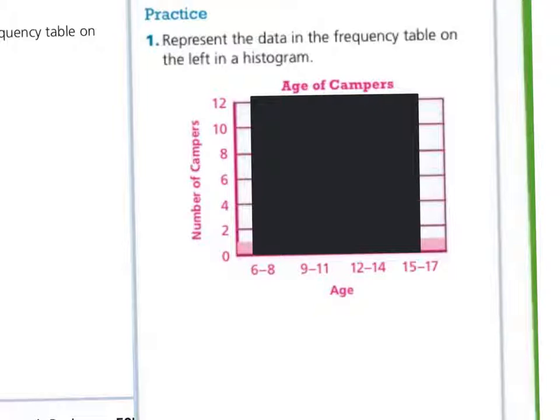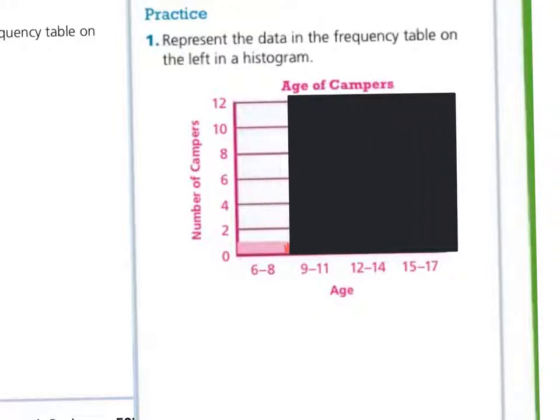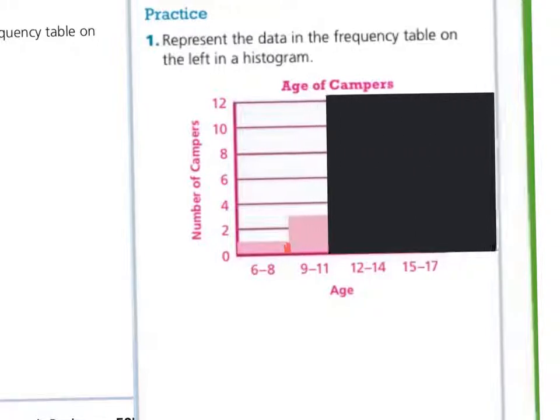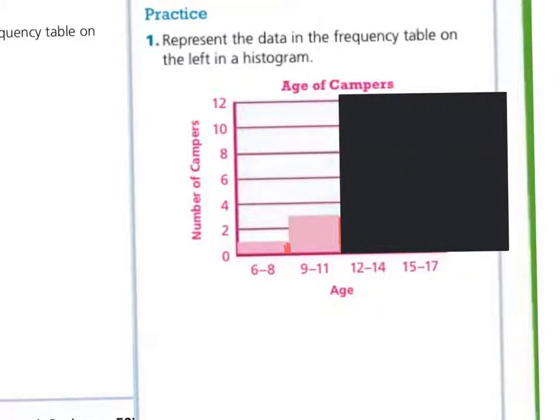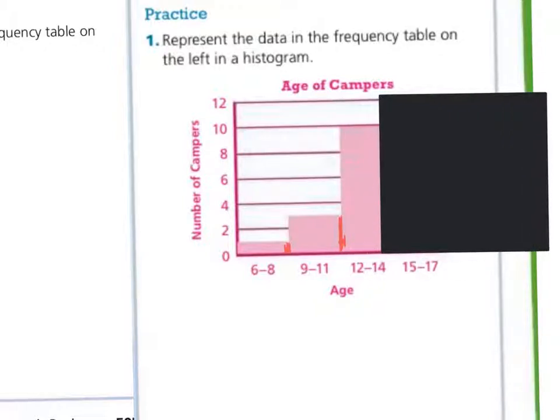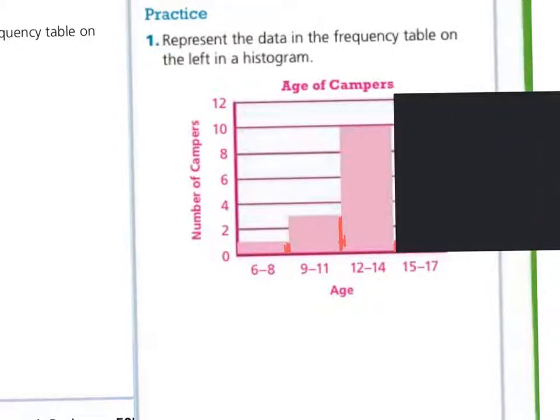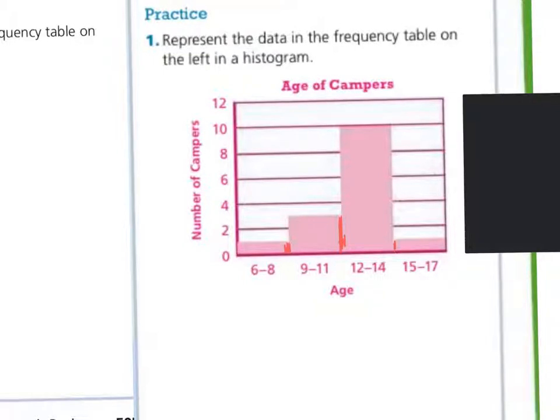Remember, with your histogram, you're not going to have spaces between your bars. Your bars will be right next to each other. So for 6 to 8, we had 1 tally mark. Frequency was 1. So that will just go up to the 1. And then the 9 to 11, we had 3. So we'll go up to 3, halfway between the 2 and the 4. 12 to 14, we had 10. And 15 to 17, we had 1.